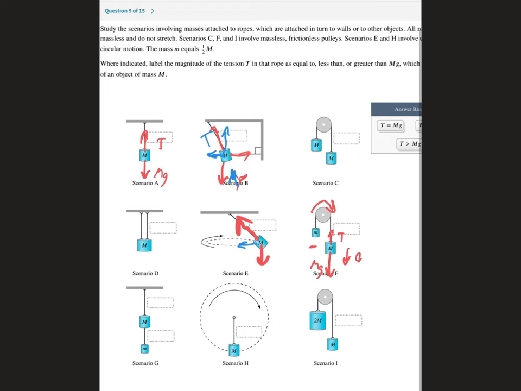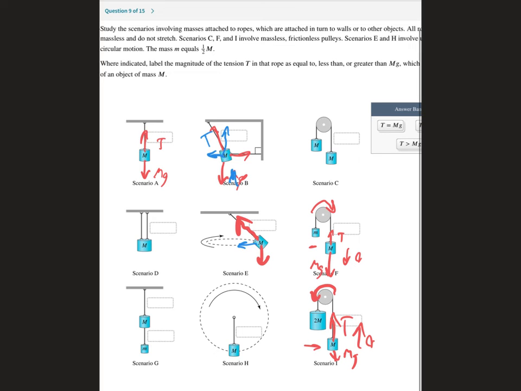Similarly, in I, it's going to be accelerating towards the larger mass. The larger mass is going to fall and the smaller mass is going to go up. So this smaller mass, the bottom one right here, is going to be accelerating upwards. The upward force is tension, the downward force is mg. Again, with that information, you should be able to determine the relationship between T and mg, whether it's greater than, equal to, or less than.